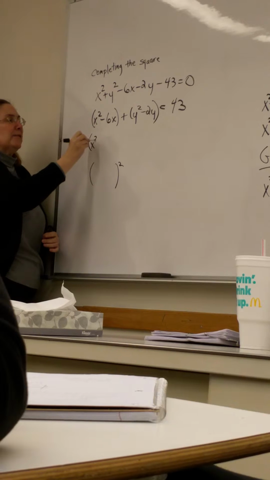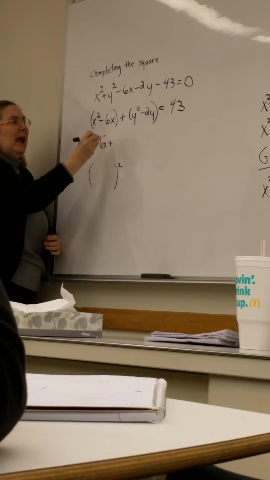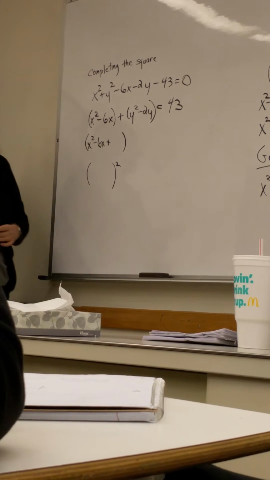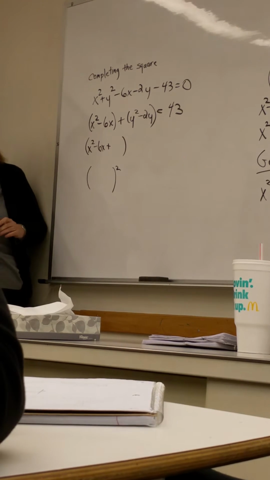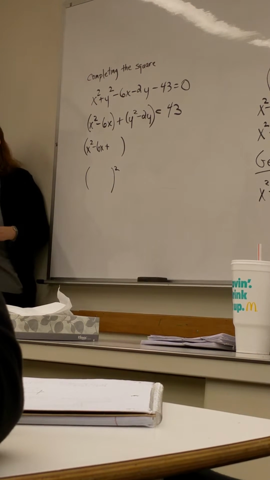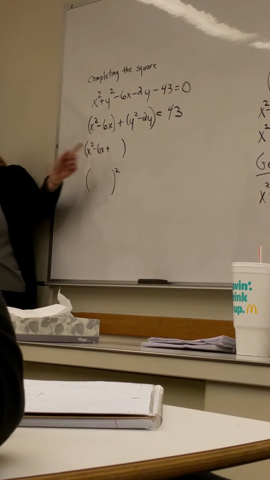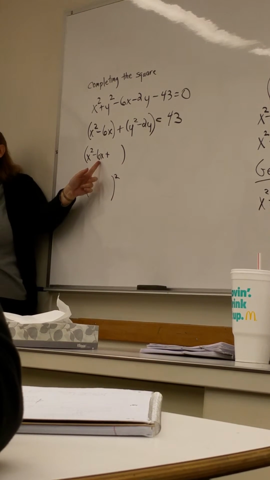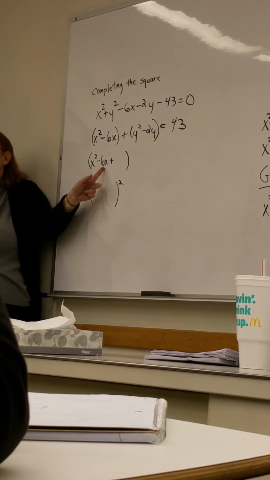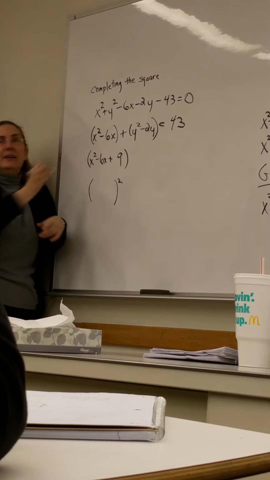So I'm going to take x squared minus 6x, and I'm going to add something to make that a perfect square trinomial. What should we add? 9? How'd you get 9? Well, you take 6, multiply it by a half, that's 3. Take 3 and square it, you get 9.